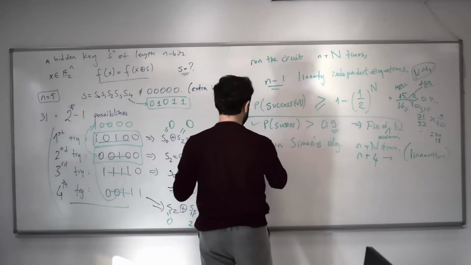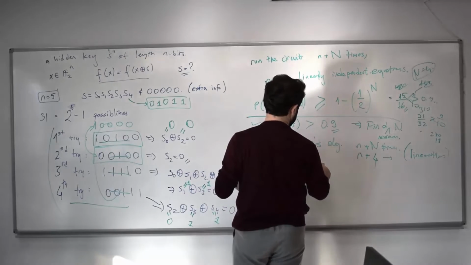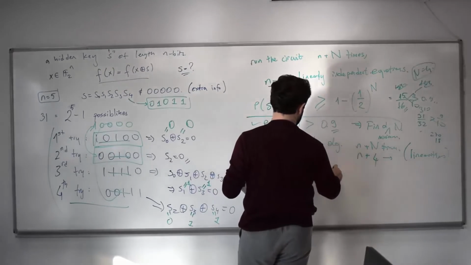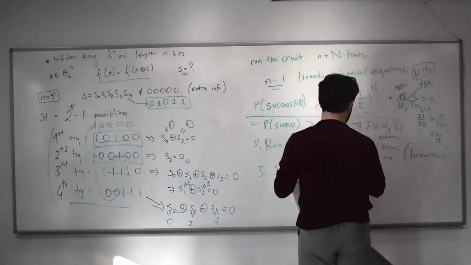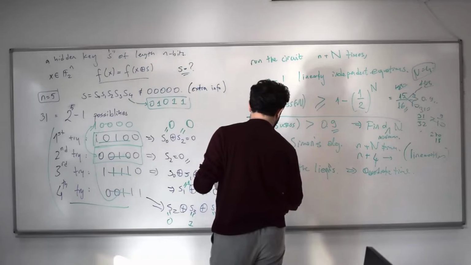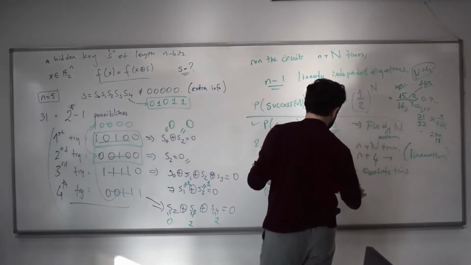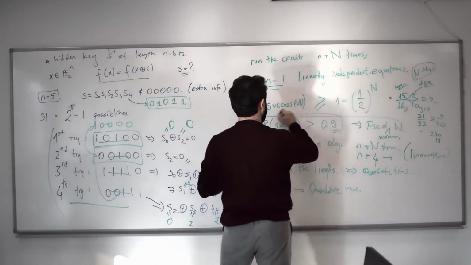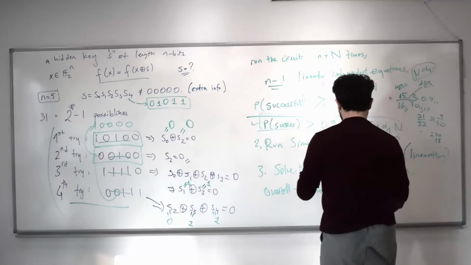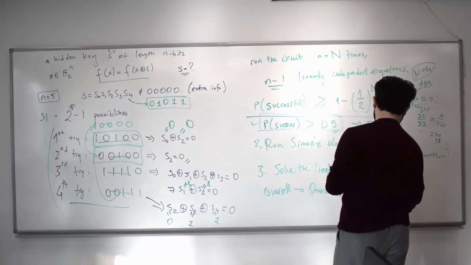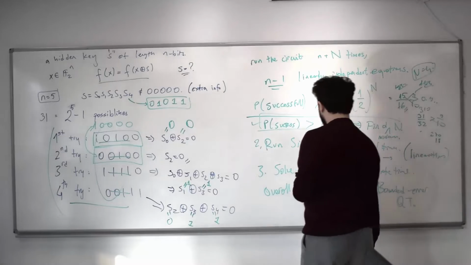But how about the second, third part? Solve the linearly independent equations. This is around quadratic time. Overall, it's quadratic time. Of course, this is subject to this probability requirement. That's why people don't call it simply quadratic time. They actually call it bounded error quadratic time. You know why?